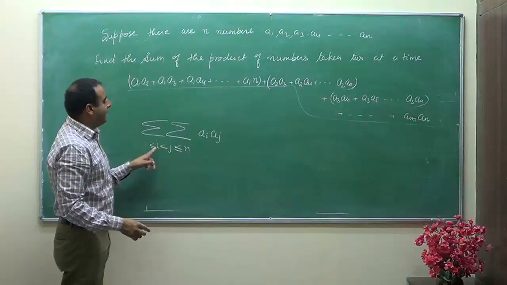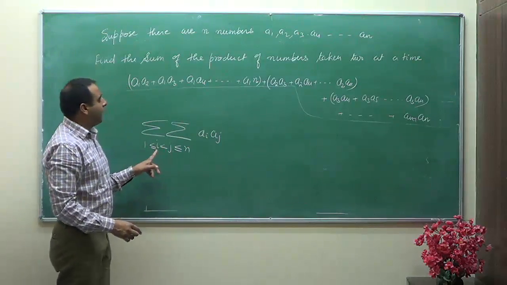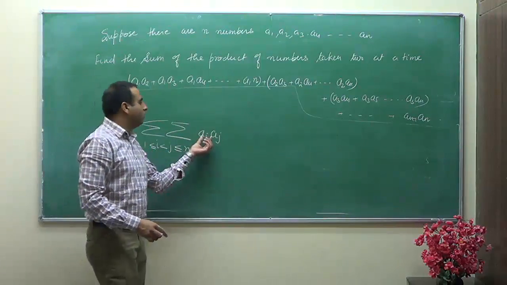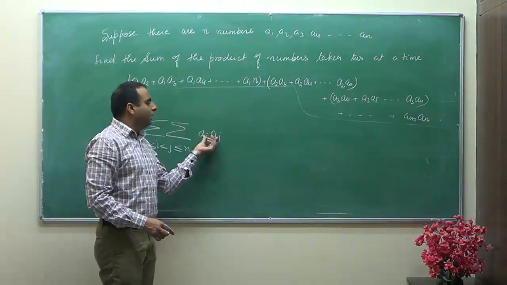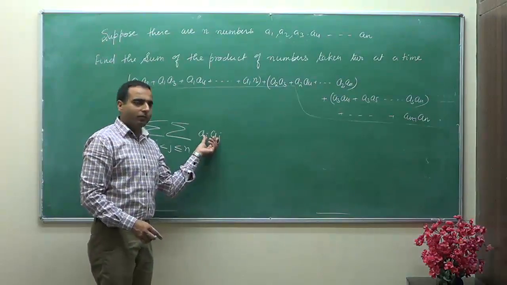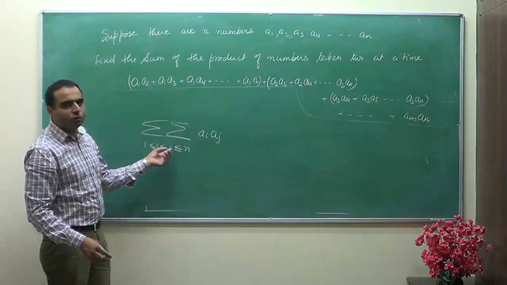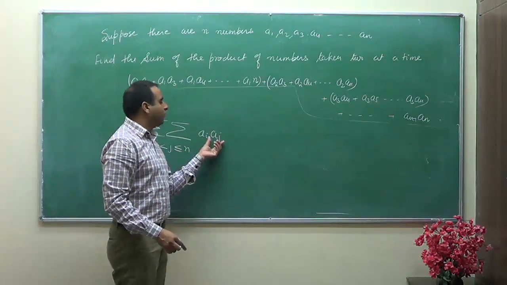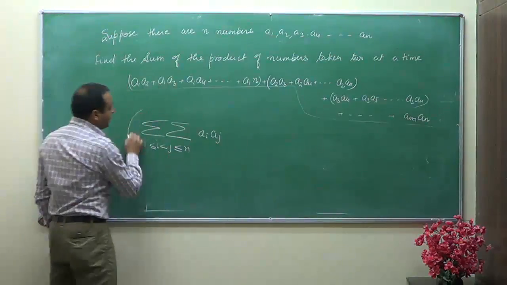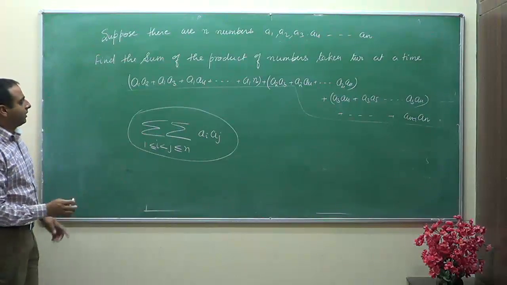If I take i equal to 2, then the possible values of j are 3 to n. So with respect to i equal to 2, there will be a2a3, a2a4, a2a5 up to a2an. If I take i equal to 3, then j varies from 4 to n. So a3a4, a3a5, a3a6 up to a3an. So this is the expression for sum of the product of numbers taken two at a time.